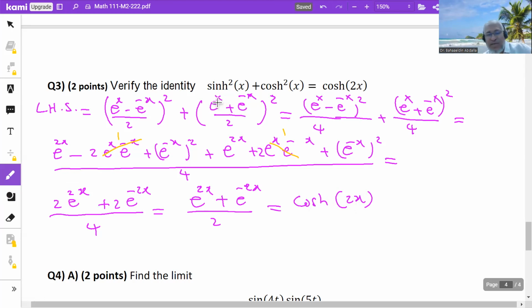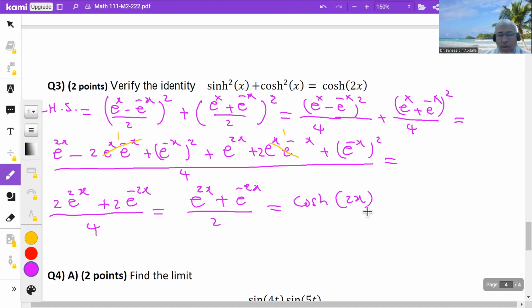Hyperbolic cosine of x is e to the power x plus e to the power negative x over 2. So when I replace x by 2x, I get this one, e to the power 2x plus e to the power negative 2x over 2. So that's in fact hyperbolic cosine of 2x, and that's the right-hand side. So that's the proof.